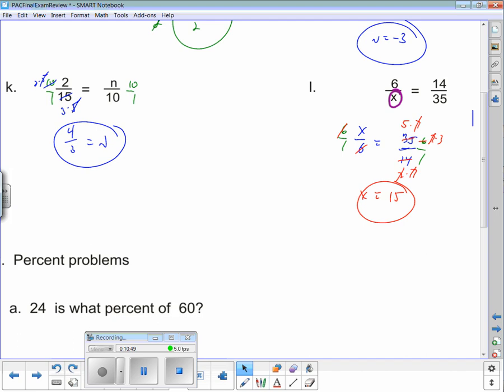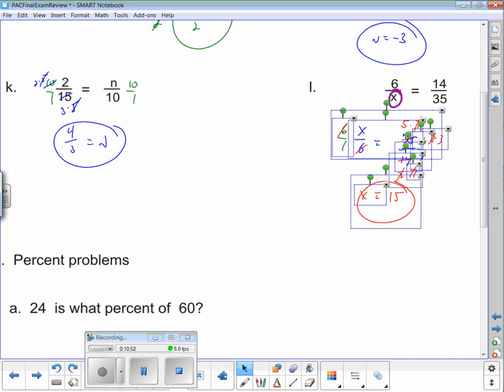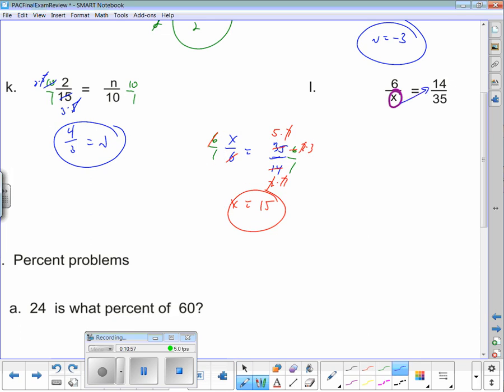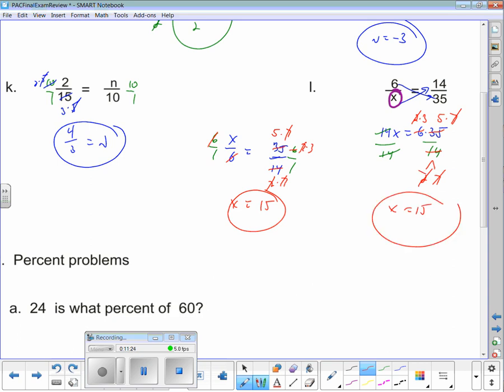Let me see if I can get this to work. The other way is to cross multiply. X times 14 is 14x. 6 times 35, if you remember, I told you guys leave them unmultiplied. Why? Because oftentimes this thing will reduce, and why multiply it all out and then have to unmultiply it. Again, notice we're in the same spot as we were a minute ago. The 2's divide out, the 7's divide out, and x equals 15.